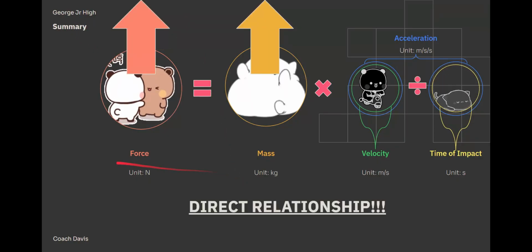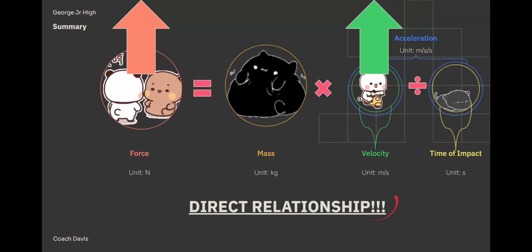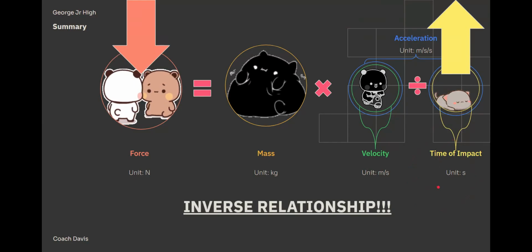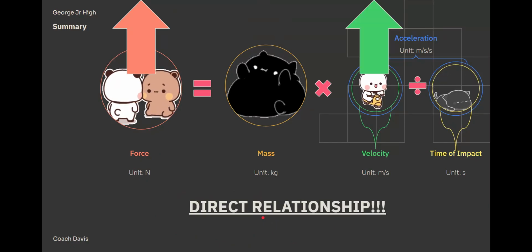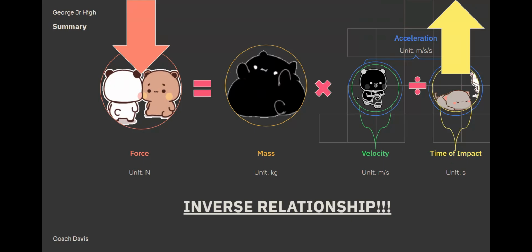Here are your relationships. As the mass increases, the force increases. As the velocity increases, the force increases. As the time of impact increases, the force decreases. That's an inverse relationship. So, mass and force, direct. Velocity and force, direct. Time of impact and force, inverse relationship.